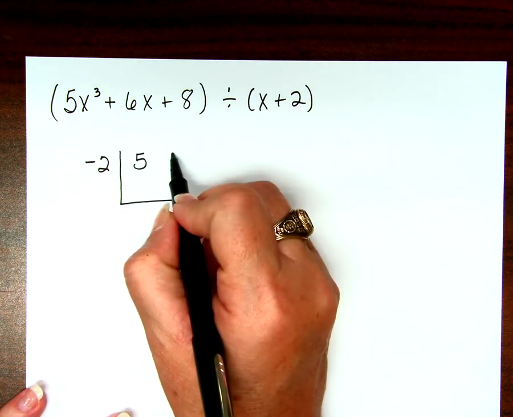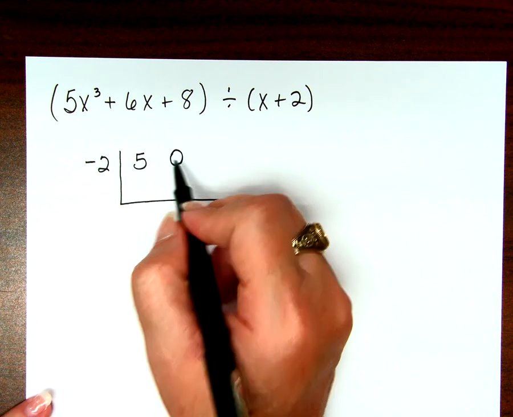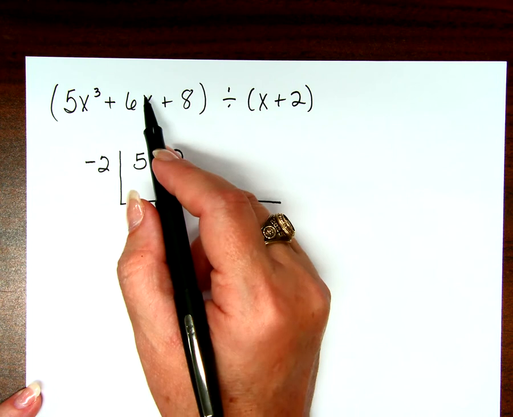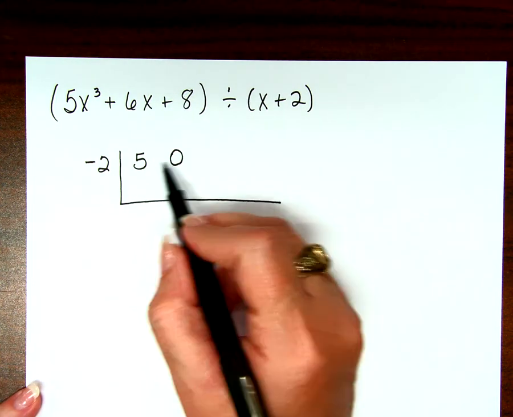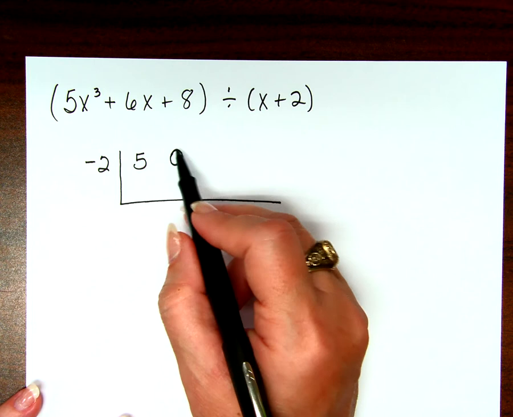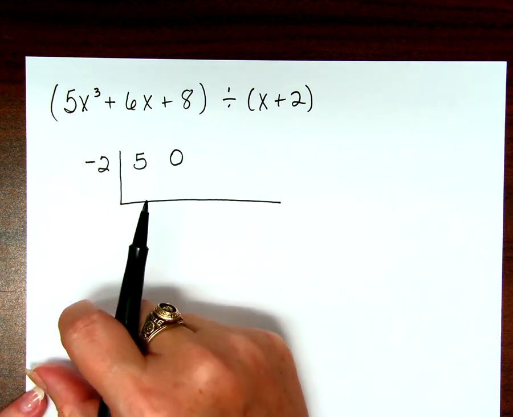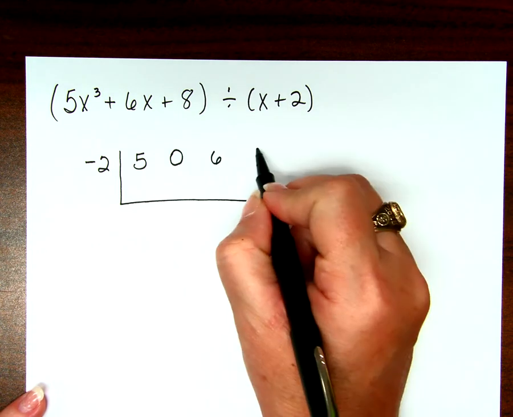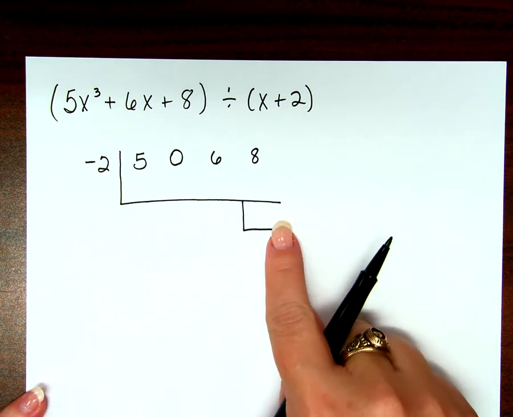5, 0. Once again, why did we add a 0 right there? If I start with an x to the third, I've got to have an x squared represented, an x, and a constant. Everything below it, right? So here's my x to the third. I don't have an x squared term, so I need one. The only thing I can add that doesn't change the value of the problem is a 0. And then I have a 6 and an 8. Got my remainder box under my constant.